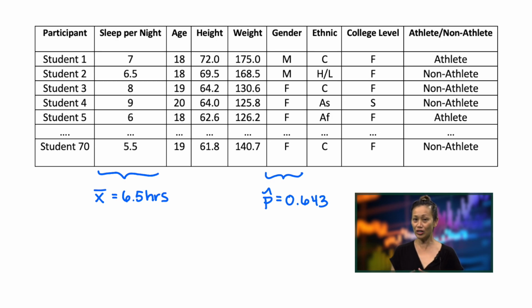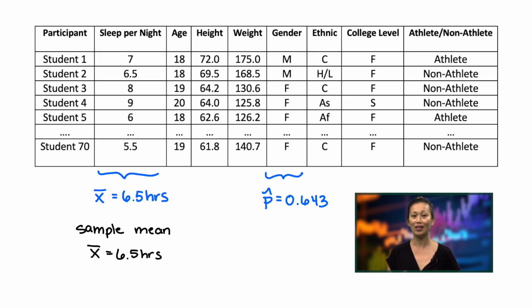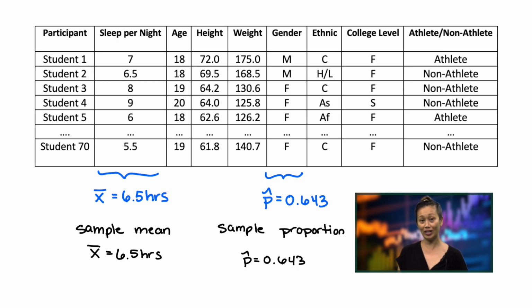The notation that we use to write a sample mean is the symbol x bar. So the sample mean can be written as x bar equals 6.5 hours. The notation that represents a sample proportion is the symbol p hat. So here, the sample proportion can be written as p hat equals 0.643.